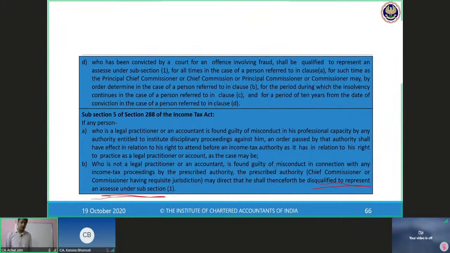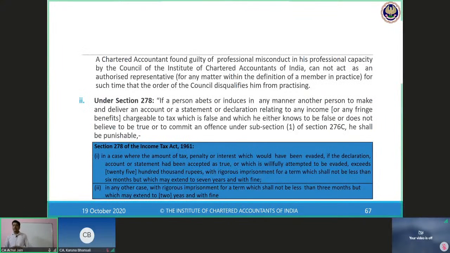A chartered accountant found guilty of professional misconduct in his professional capacity by the Council of ICAI cannot act as authorized representative for any matter within the definition of member in practice for such time that the order of the council disqualifies him. This was about the liabilities which may arise as per section 288.